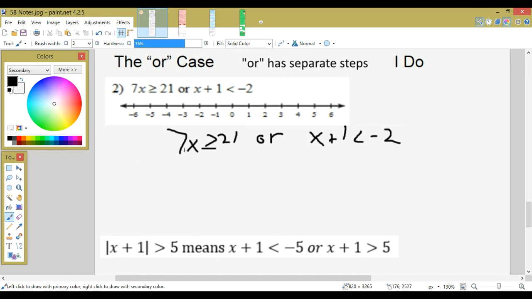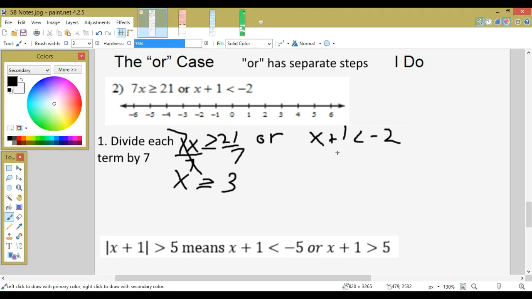To solve for x on the left side, we're going to divide each term by 7. We divide by what's in front of x, the coefficient, to get x by itself. 7x divided by 7 is 1x, and 21 divided by 7 is 3. x is greater than or equal to 3.